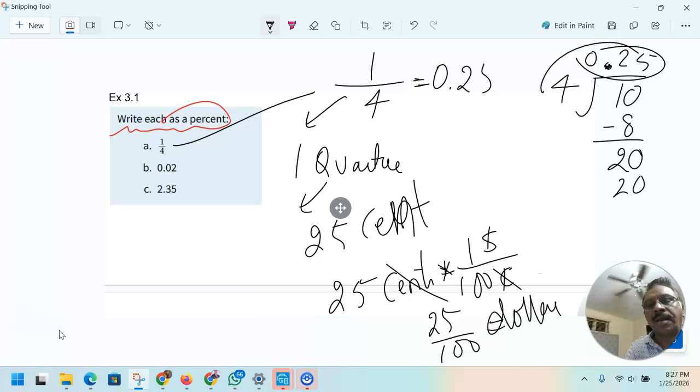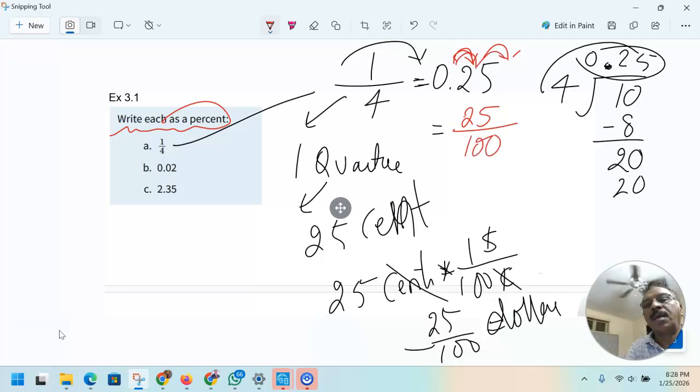So it's the same flow, but the main thing is, this is 0.25, and if you want to write this as a percent, all you do is move to the right. Remember the trick, you just move to the right. The decimal moves to the right two places. So you undo what you did in the earlier example. That means you write 25, and it moves two places, so this becomes 100.